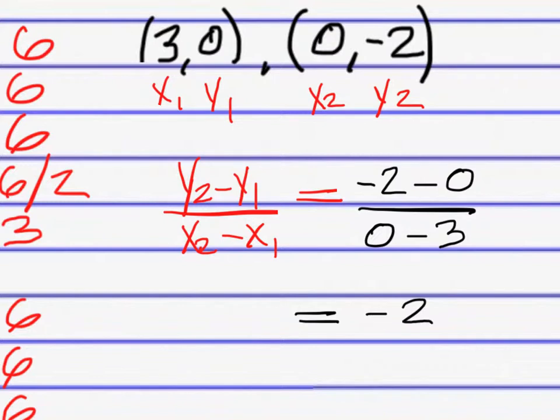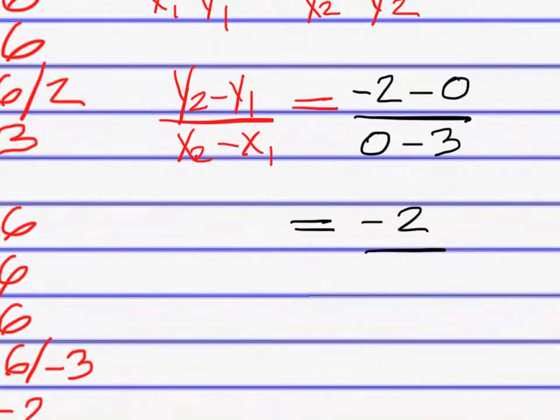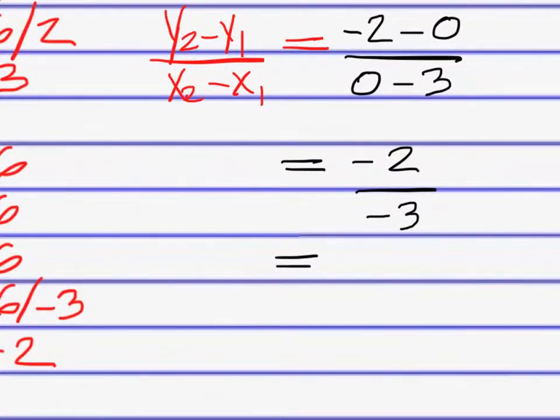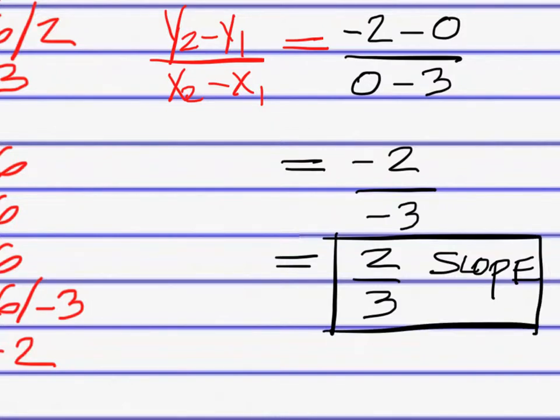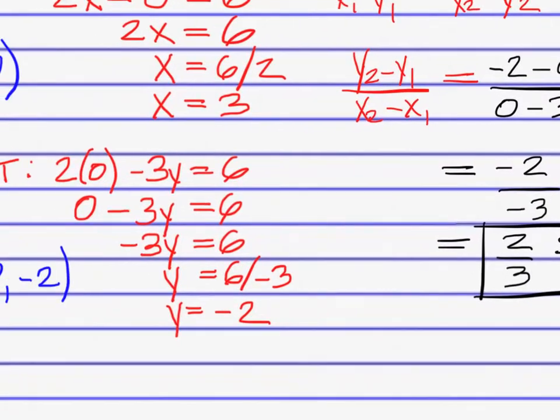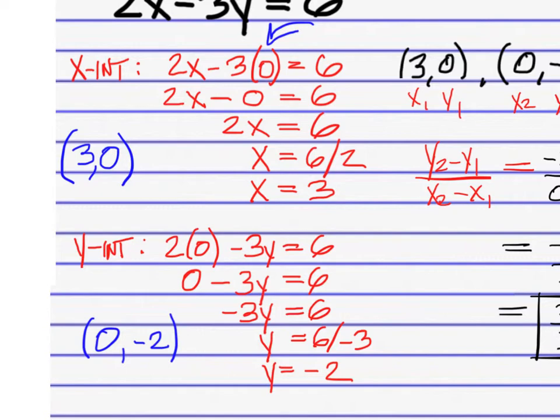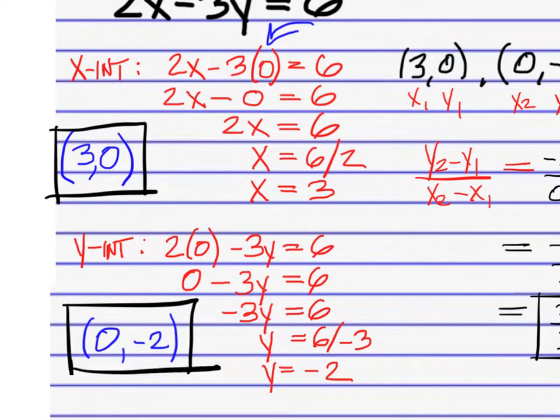Negative 2 minus 0 is negative 2, and 0 minus 3 is negative 3. That's a double negative. So it becomes a positive 2/3. This is your slope. And that's one of 3 answers that you have. The other 2 are the x-intercept and the y-intercept.